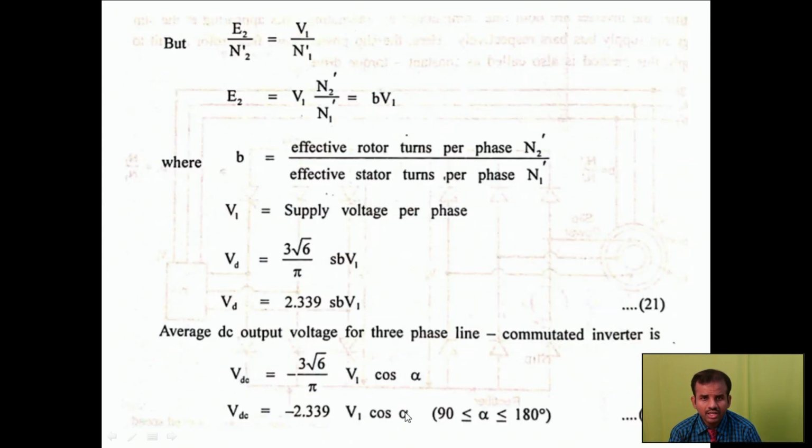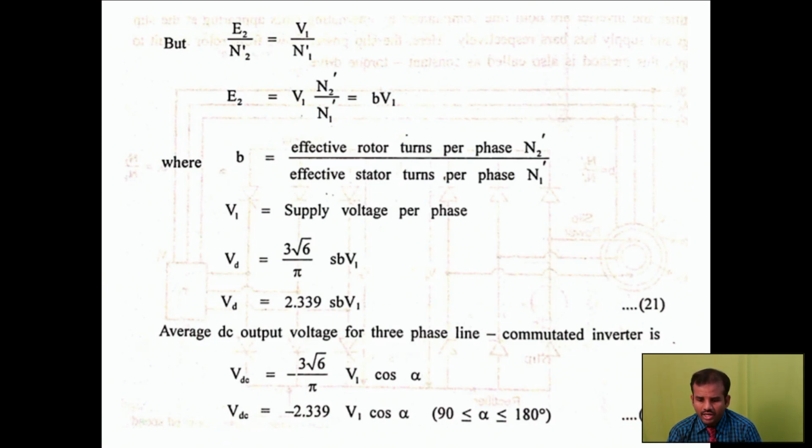In this transformer ratio we write E2 divided by N2 dash equal to V1 divided by N1 dash. After rearranging we get E2 equal to V1 into N2 dash by N1 dash, which is equal to B into V1. B is N2 dash by N1 dash, where N2 dash is the effective rotor turns per phase and N1 dash is the effective stator turns per phase. V1 is the supply voltage per phase.